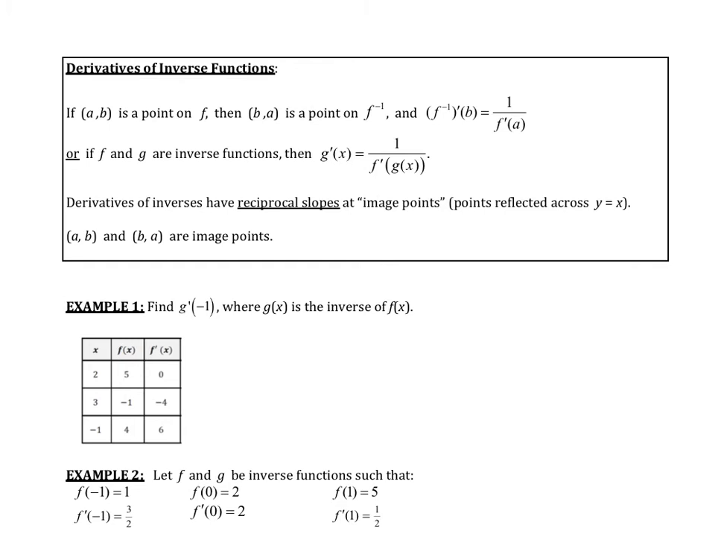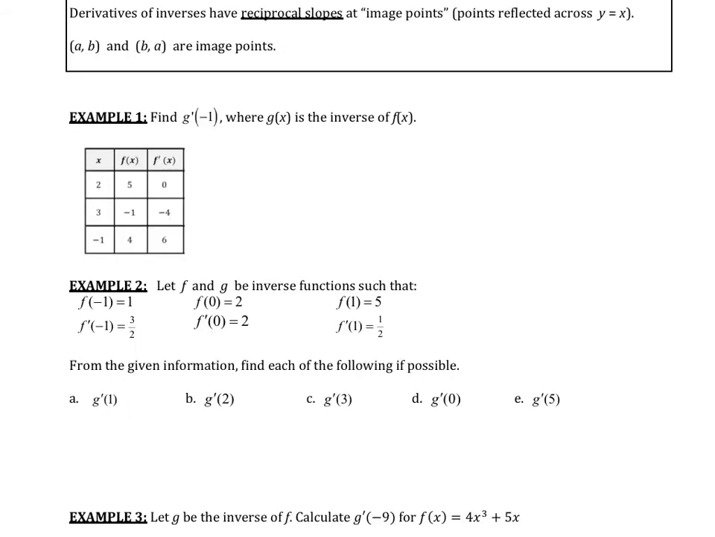So now let's try to put this into practice with finding derivatives of inverses. Let's start with this first example. This asks us to find g prime of negative 1, where g is the inverse of f of x. All right, so let's look at some notation. If g is the inverse of f of x, then for g of x, we have the ordered pair negative 1, 3. That's because in f of x, we have the point 3, negative 1.